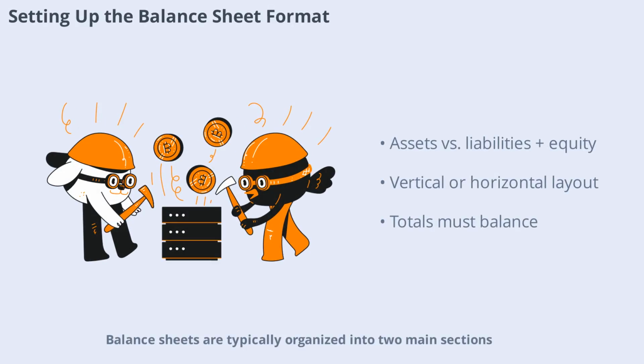Balance sheets are typically organized into two main sections: assets on one side and liabilities plus equity on the other. You can use a vertical or horizontal layout depending on your preference. The key is to ensure that total assets always equal the sum of liabilities and equity. Setting up a clear format makes your balance sheet easy to read and understand.